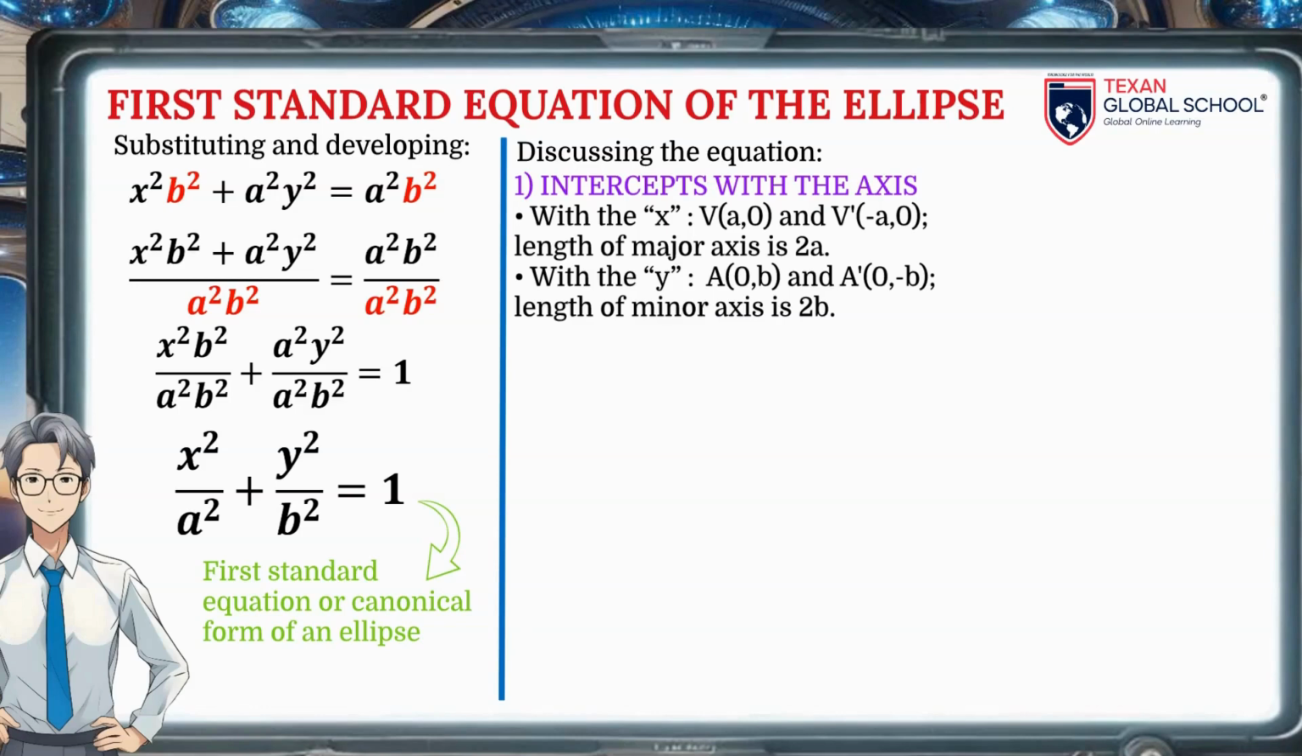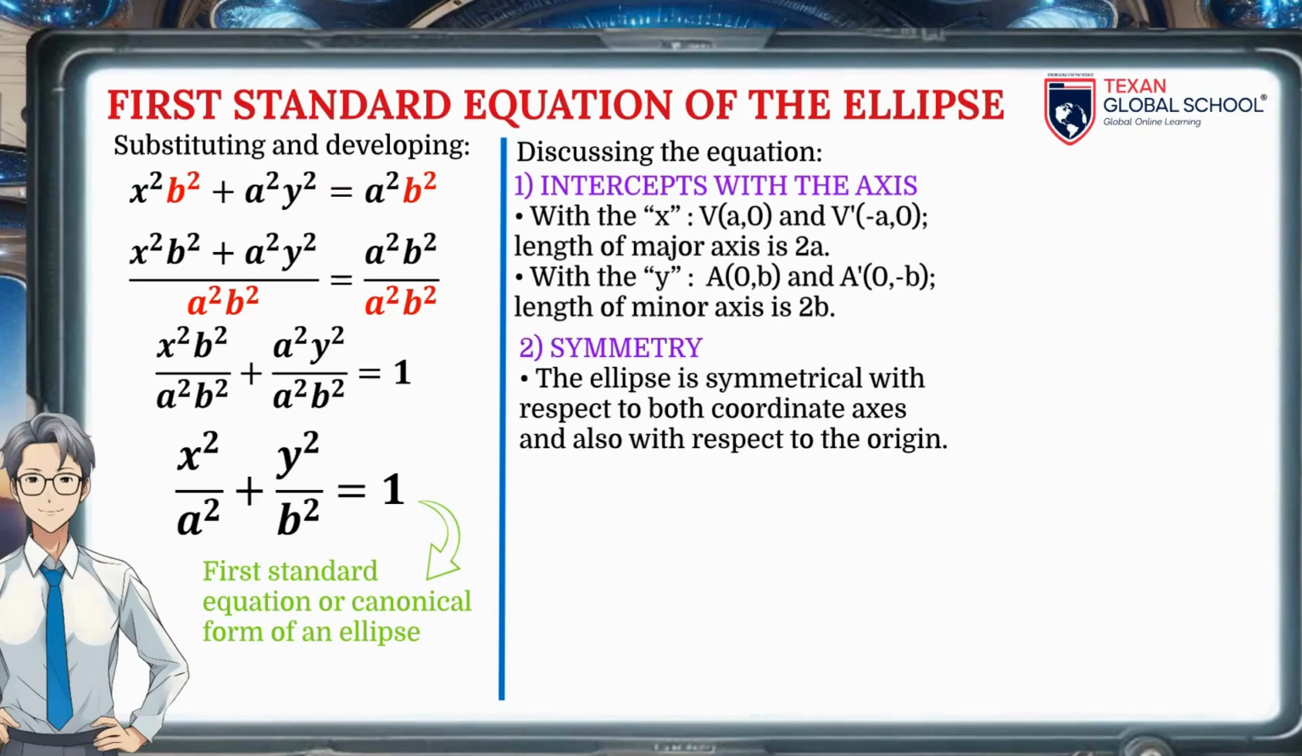Therefore, the intercepts with the y-axis are the points (0, b) and (0, -b). Therefore, the length of the minor axis is 2b. The next point of discussion is symmetry. Symmetry with respect to each axis is analyzed by replacing y with -y and then x with -x. In general, the ellipse is symmetrical with respect to both coordinate axes and also with respect to the origin.